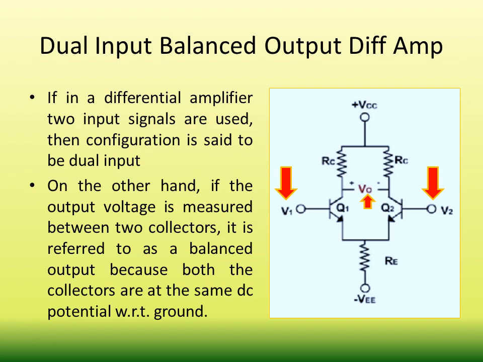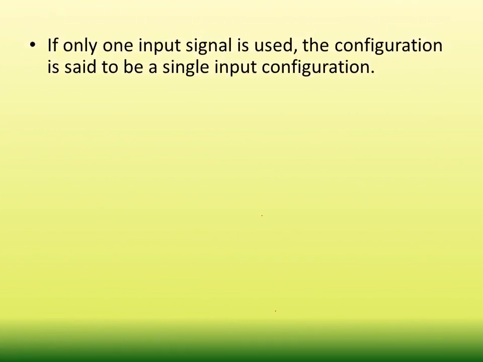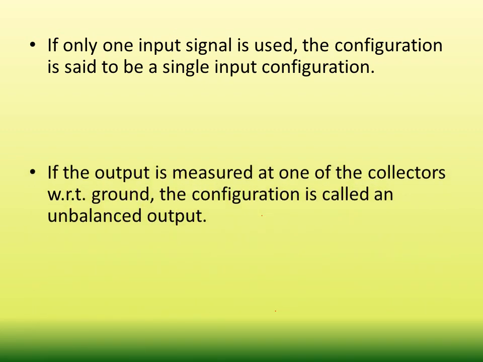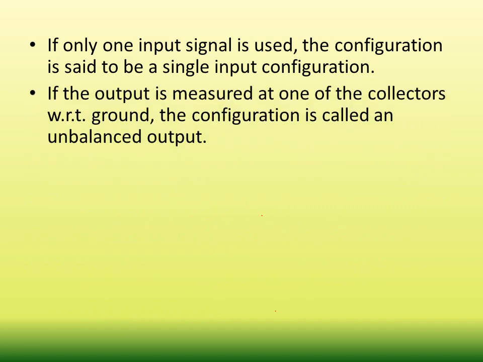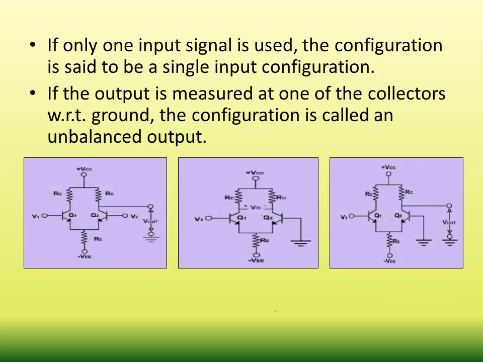In the same manner, the other three configuration of the differential amplifier can also be discussed. If only one input signal is used, the configuration is said to be single input configuration. And if the output is measured at one of the collectors with respect to ground, the configuration is called an unbalanced output. So in this way, the rest three configuration are as shown in the three figures below.